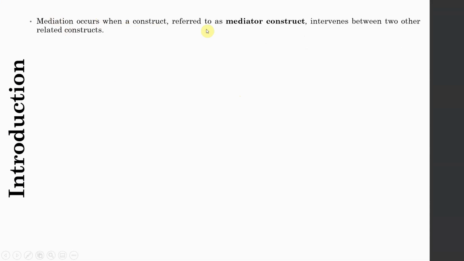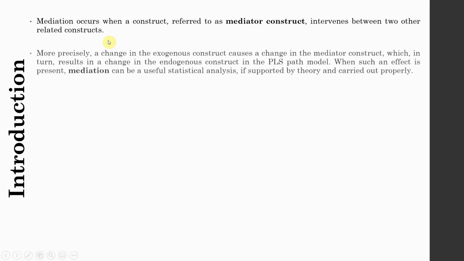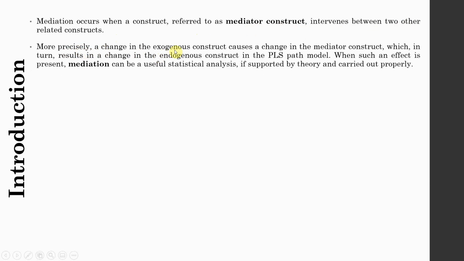Introduction. Mediation occurs when a construct, referred to as your mediator construct, intervenes between two related constructs. More precisely, a change in the exogenous construct causes a change in the mediator construct, which in turn results in a change in the endogenous construct in the PLS path model. When such an effect is present, mediation can be a useful statistical analysis if supported by theory and carried out properly.